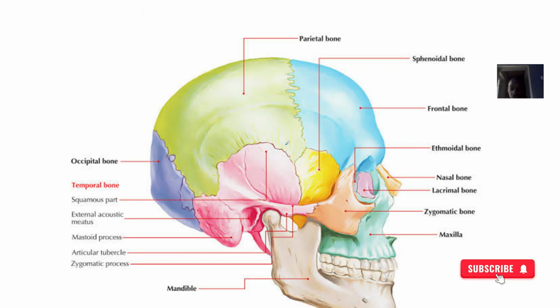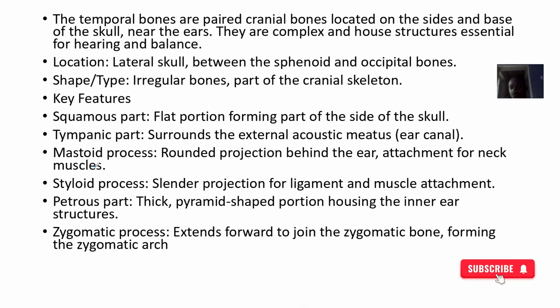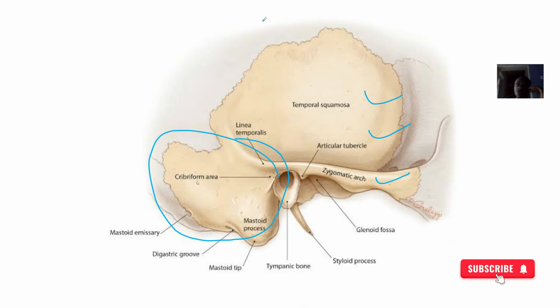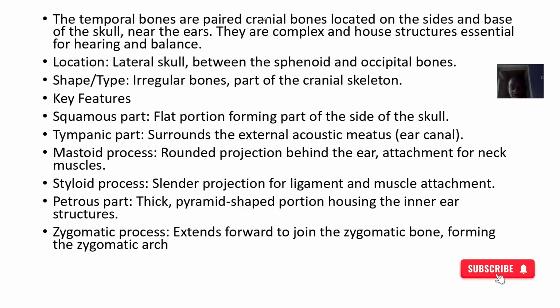So let's quickly look at another image. This is the best way to learn anatomy, by visualizing. Have the zygomatic bone, and we also have the temporal bone here. This is temporal bone with all its parts. So we said that they're actually paired cranial bones. Why? Because you have one on this side, you have the other one on the other side.